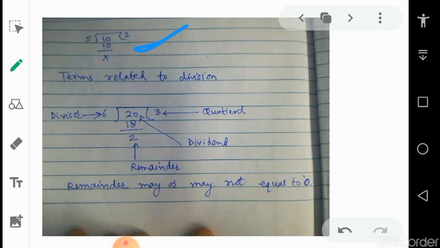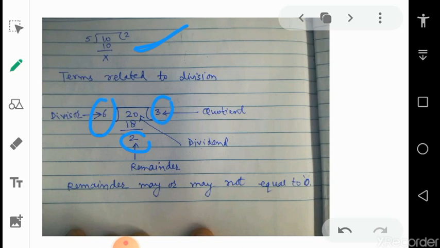20 is divided by 6, as we know in the table of 6, 6 3s are 18, and here 3 is called the quotient. After subtracting 18 from 20 we get 2. This 2 is called the remainder. We are dividing by 6, so 6 is called the divisor and 20 is the dividend.